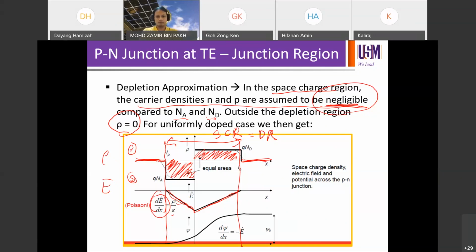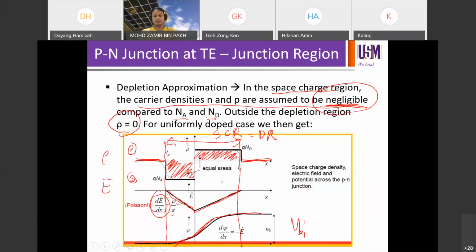If you want to see the magnitude of the built-in potential, it's going to look something like this at a junction. So it's going to have a build-up across the junction that will stop further diffusion of carriers across the junction.